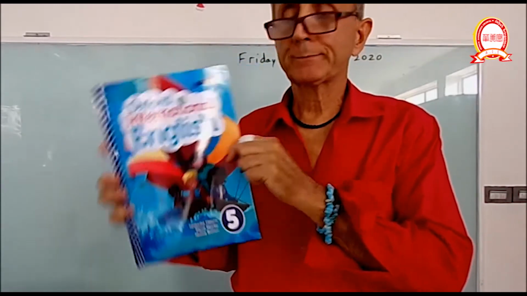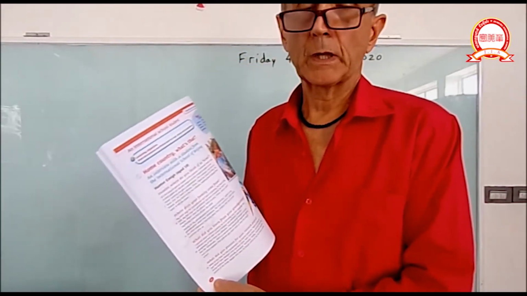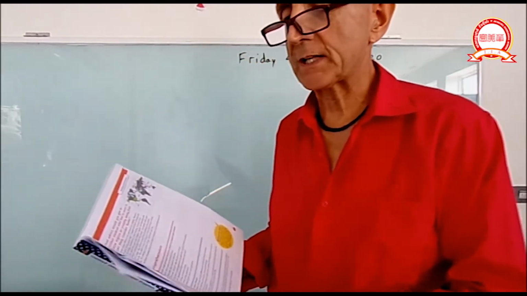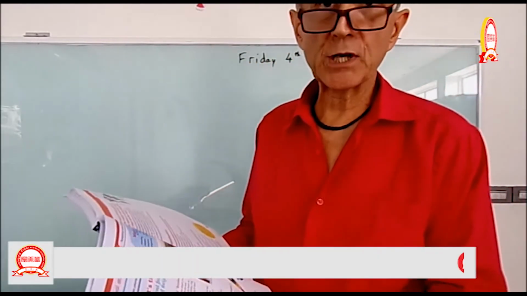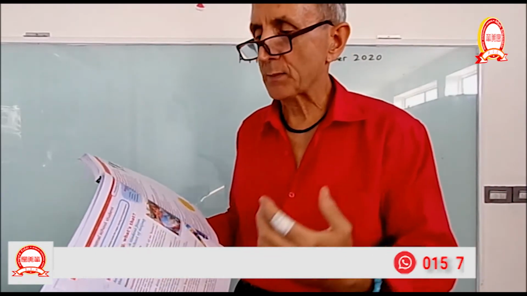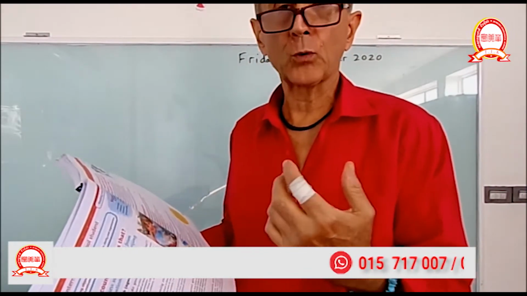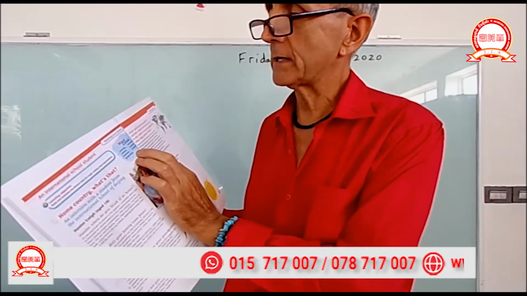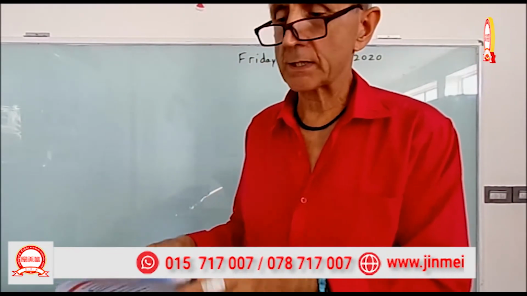Grade 5 English, Unit 1, page 14. This is about an international student. The learning objective, what you're trying to understand, is about the style and clarity and organisation of a piece of writing. You have a word cloud here, words that you need to know and understand.